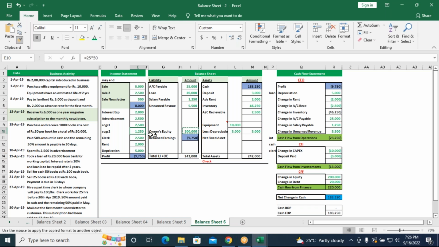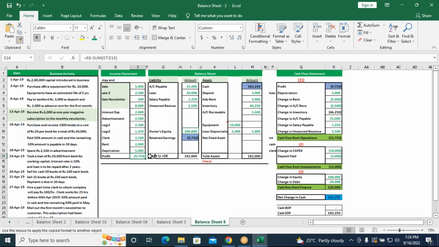So now to do the calculation, to work out the profit, first here I will select. So I will do the sum: sale, sale 2 and sale of newsletter. So this is the revenue I am getting. Okay, 8,000 rupees. Now I'll come to profit. So first I'll select this value that is in E6, meaning the revenue amount, that is 8,000, minus the operating expenses. So I'll select from here to here. Okay.